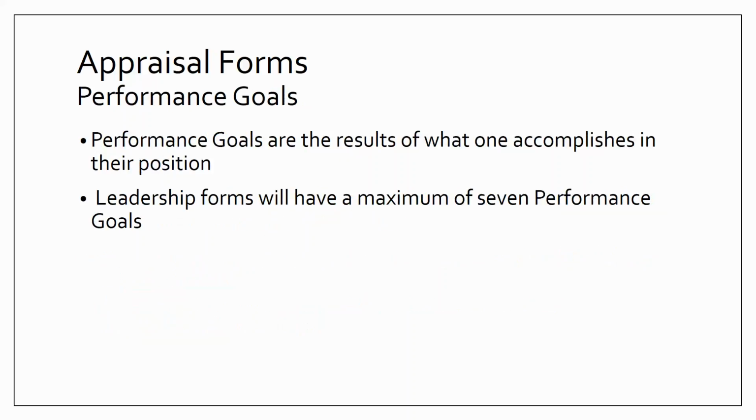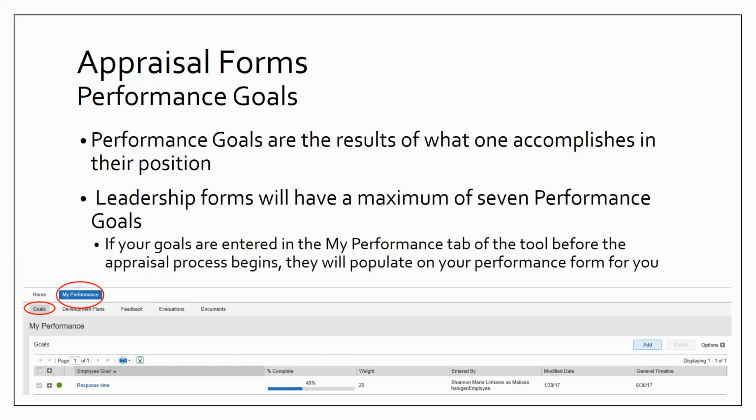Performance goals are the results of what one does in their position. On the leadership form, you will have the option of adding up to 7 goals. As with key responsibilities, performance goals should be discussed and determined between a manager and employee before the appraisal process begins. If goals are entered in the tool before the appraisal begins, they will be entered on your form for you.